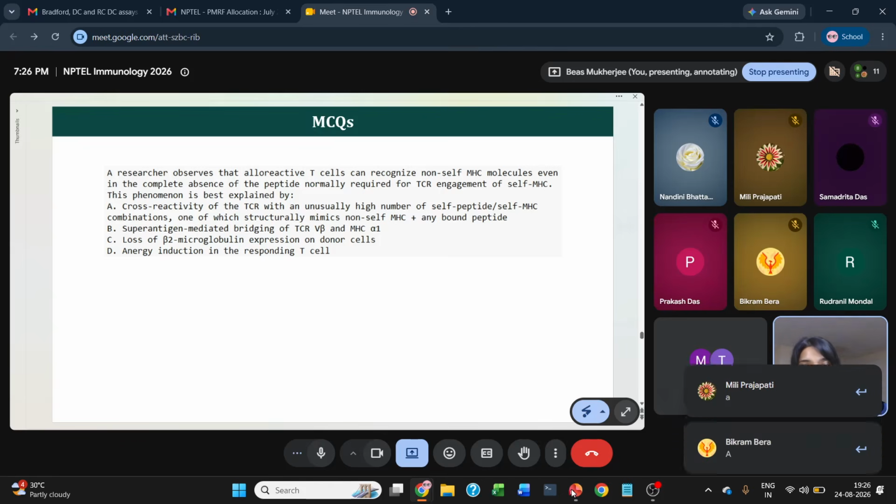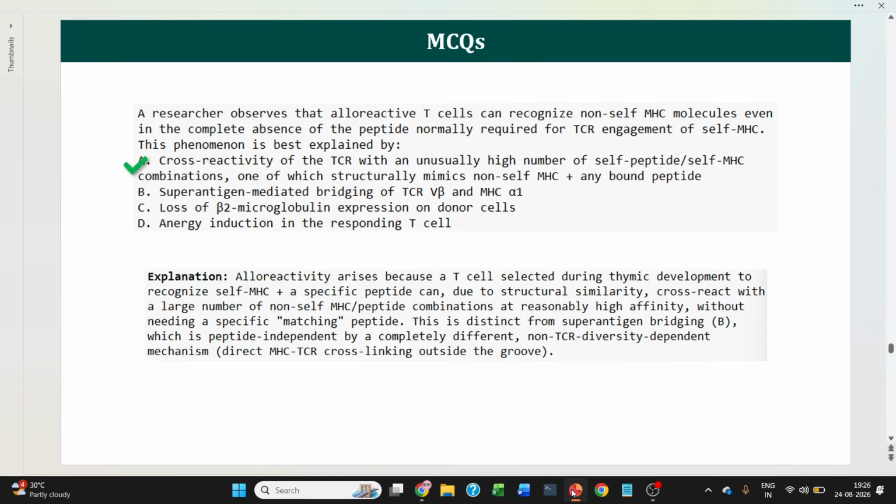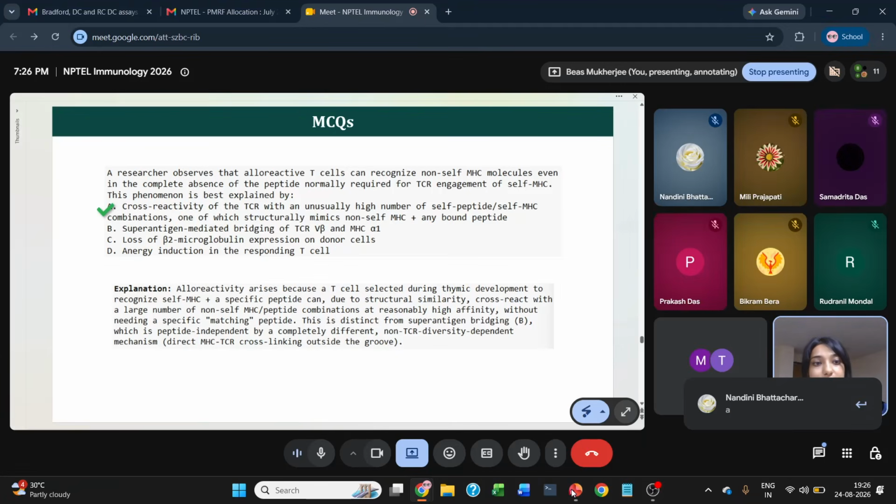Okay, let's see which is the right answer. So the right answer is A. This is cross reactivity of the TCR with an unusually large number of self-peptide or self-MHC combinations, one of which structurally mimics the non-self MHC and any bound peptide. That is why the alloreactive T cells can recognize non-self MHC as well, even in complete absence of peptide, normally required for TCR engagement.